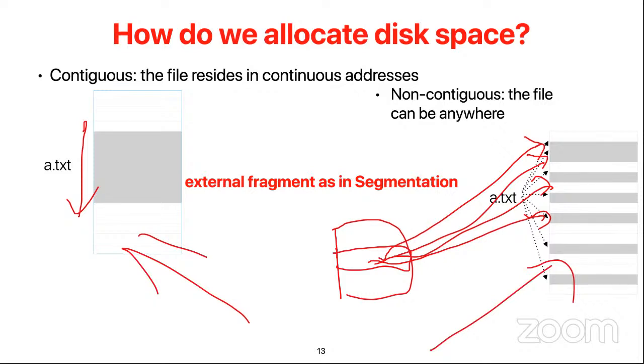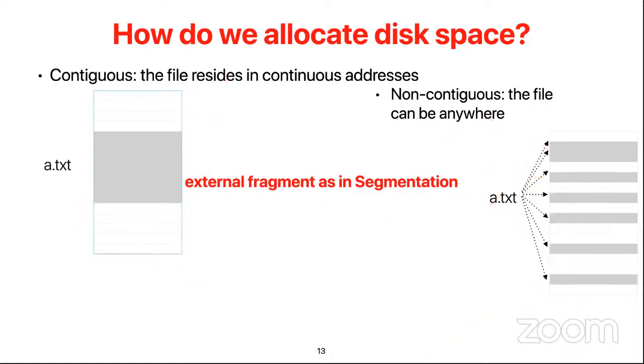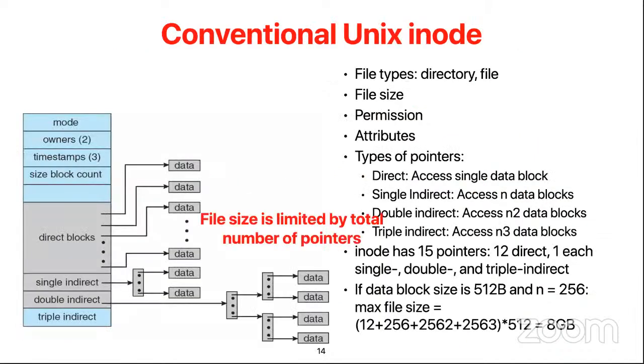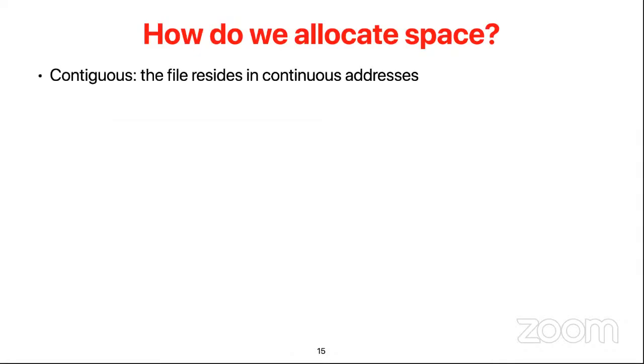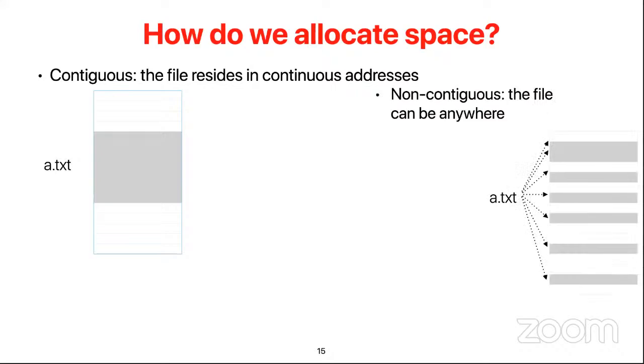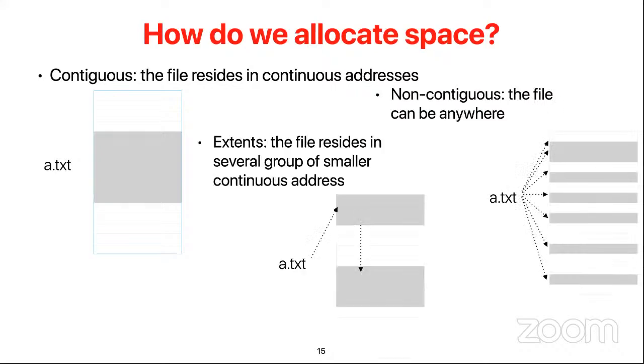However, as you can imagine, this one has the drawback of garbage collection, and this one has the drawback that you have a limited number of pointers available, which also limits your file size. So both are not good ideas, right? So what we are really doing now is trying to take advantage of this one and also of this one by introducing the idea of extents.